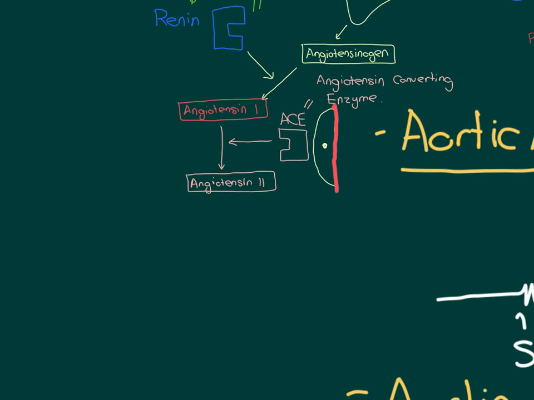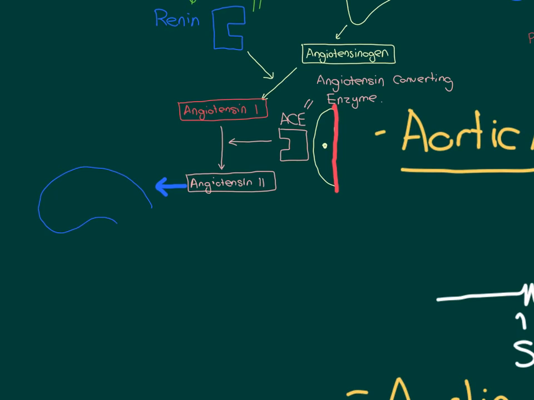Okay, now angiotensin-2 is the active one. It's going to go and do something. One of the major things it now goes and does, and the one that I'm really interested in here, is that it goes to a layer of the adrenal cortex and triggers the release of aldosterone.